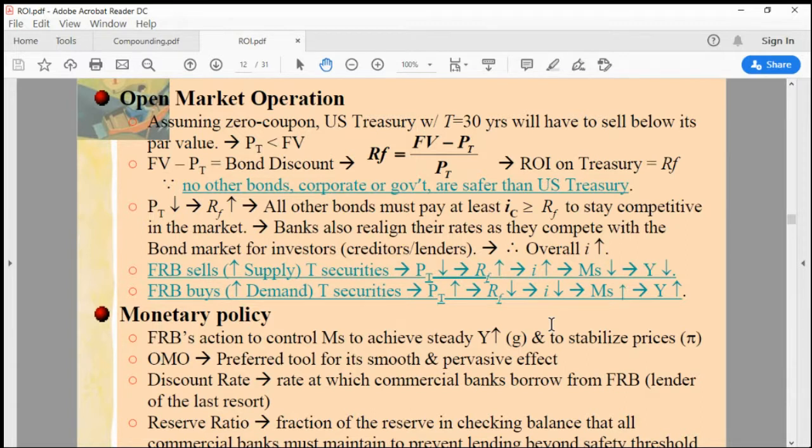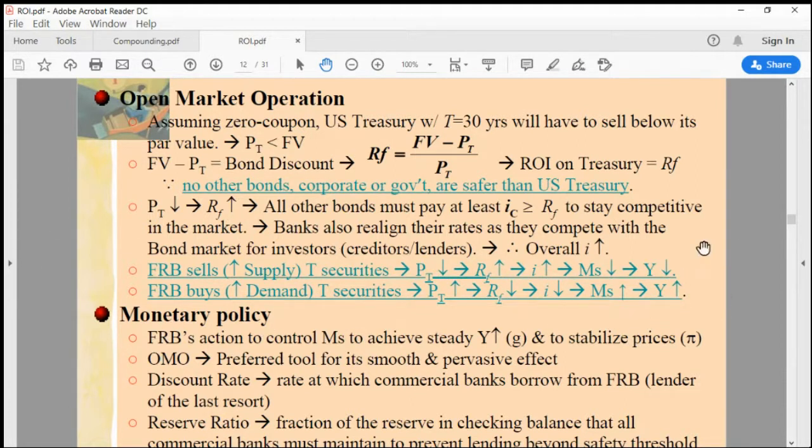As they borrow more, they put it into expansion plans and new ventures, and so it increases employment, not only of labor but also of resources. Therefore, money supply throughout the economy goes up, and the overall output of the economy goes up. Okay, the economy grows. So now the picture is complete.